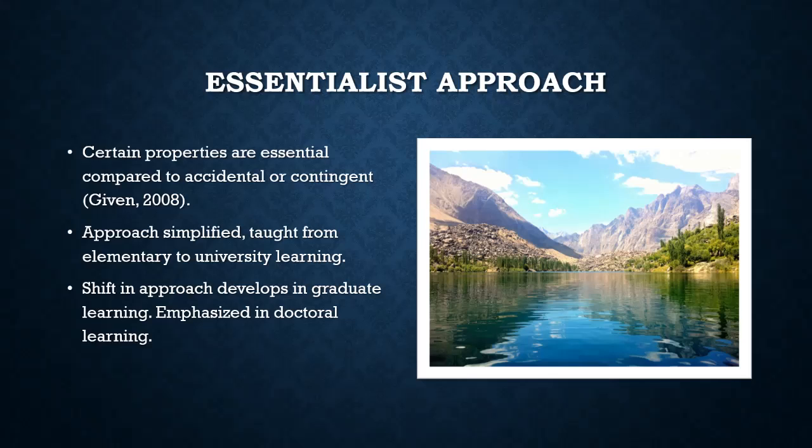What the essentialist approach entails is that certain properties are essential compared to accidental or contingent, according to Given 2008. And the essentialist approach is simplified and is taught from elementary to university learning. And it is a shift from approach developing and graduate learning.